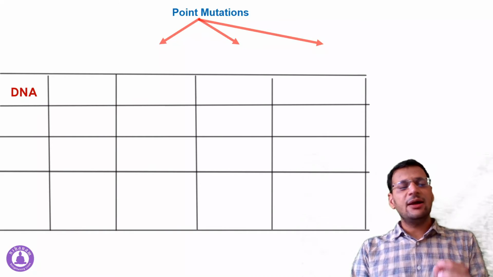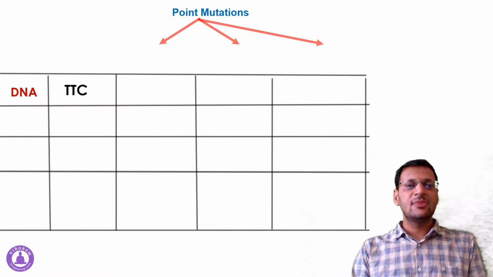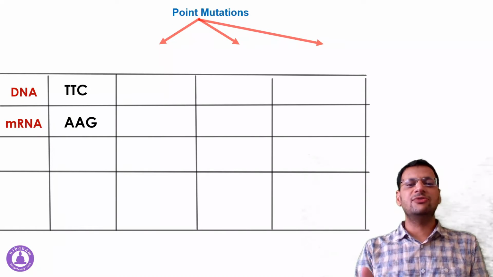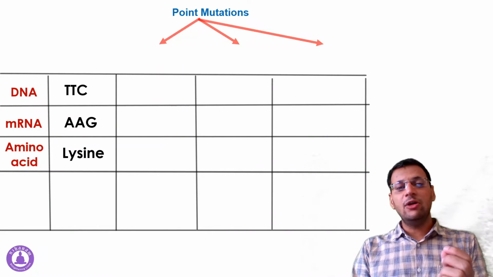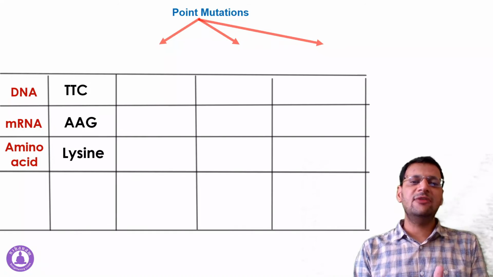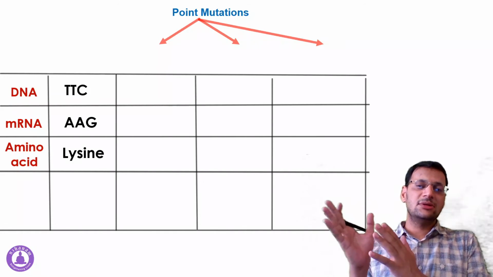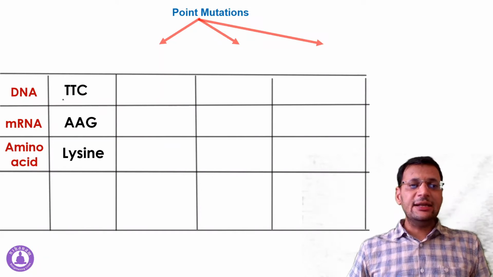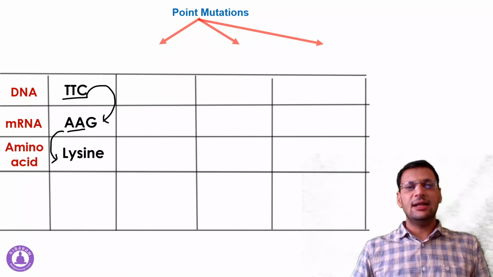See, I'm taking a simple example of a DNA which reads out as TTC. The mRNA that is coded by this TTC reads out as AAG. We all know the mRNA is exactly the complementary sequence of the DNA, and the amino acid that is coded by AAG is always lysine. I hope you are very familiar with the transcription, translation and genetic codons, and if you are familiar with those concepts, then this would be very easy for you. See, DNA TTC is transcribing mRNA AAG, which codes for an amino acid lysine.